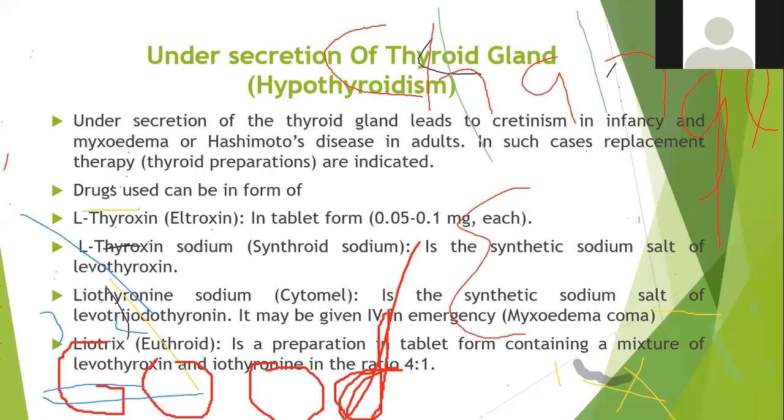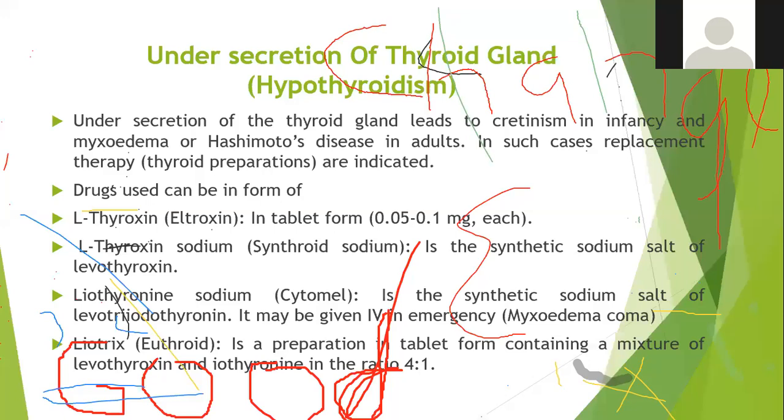Then you can have L-thyroxine sodium, which is known as Synthroid sodium. It is the synthetic sodium salt of levothyroxine. We can also have liothyronine sodium, which is the synthetic sodium salt of liothyronine. It may be given intravenously, especially in emergency cases when the patient is having myxoedema coma.